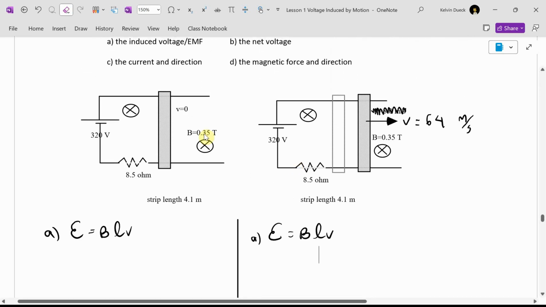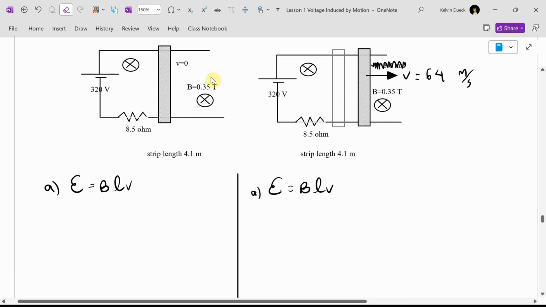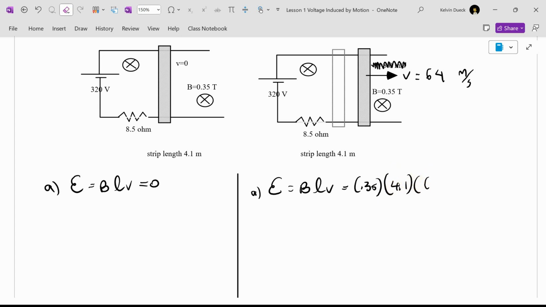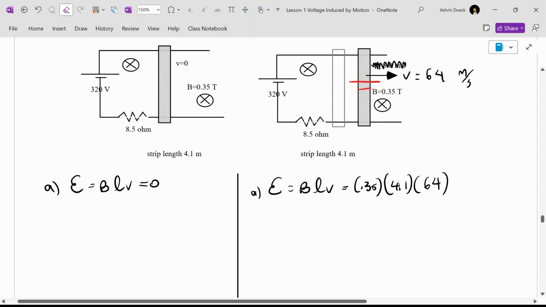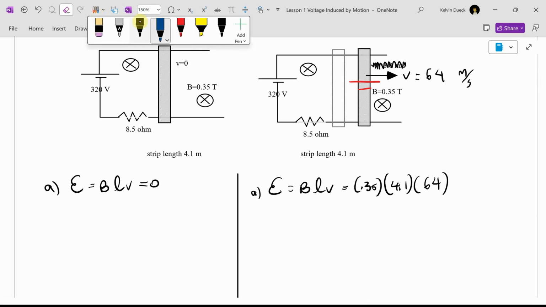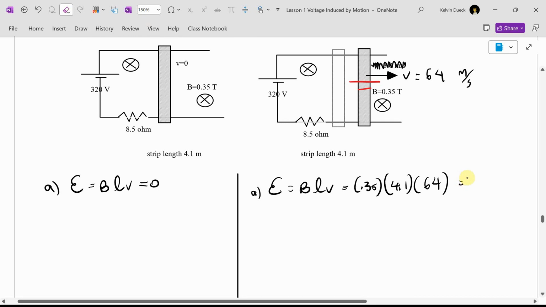The first one is easy, because what's V in the first diagram? So what's the induced voltage in the first diagram? You got a source voltage, but you have no induced voltage. In the second one, we have 0.35 times 4.1 times 64. And as a direction, that would be opposing the source voltage. It will be going up. How many volts? 91.8.